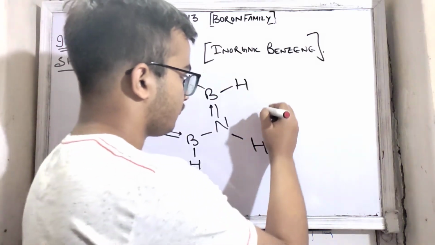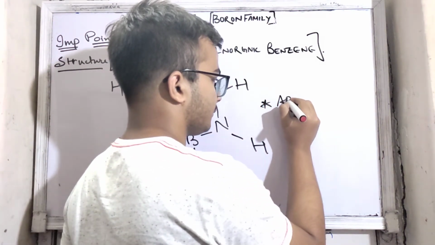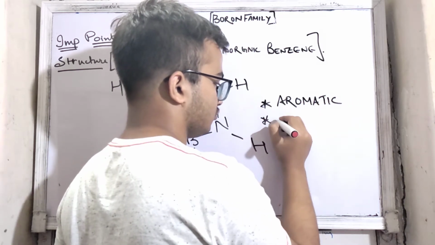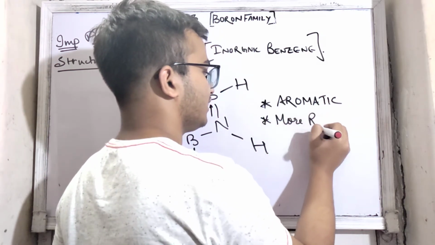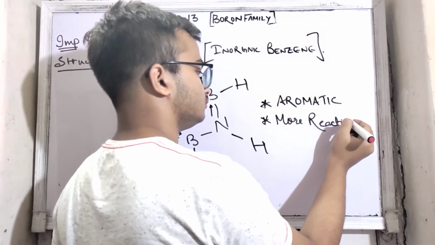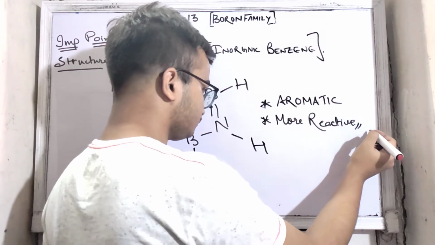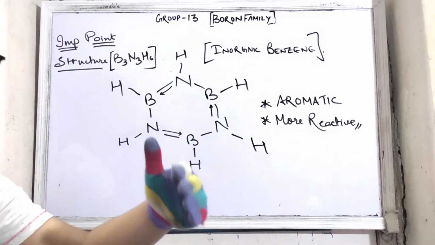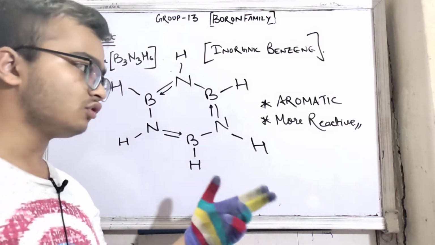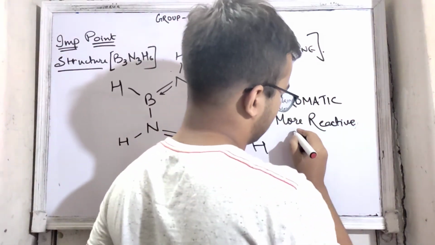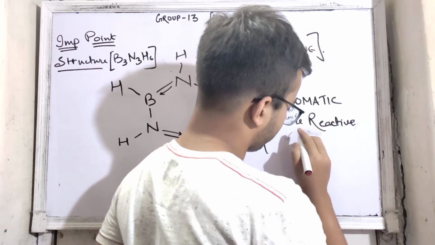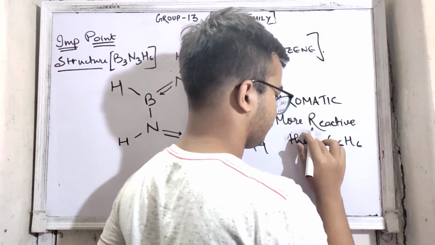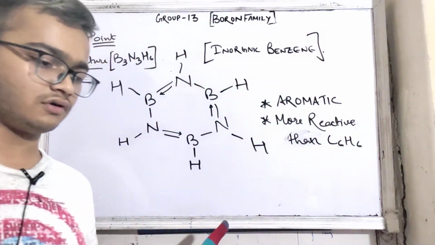Now a few points about this. This is aromatic. This is more reactive. Okay, this is more aromatic. I'm sorry, this is not more aromatic. This is aromatic, and this is more reactive than your organic benzene, which is C6H6, right? So copy it.